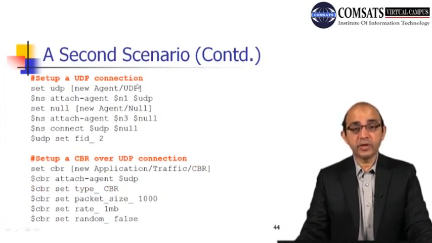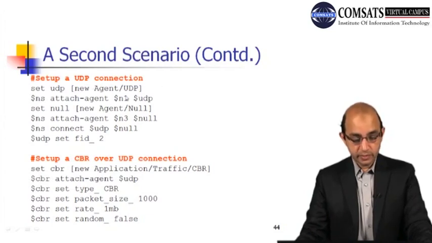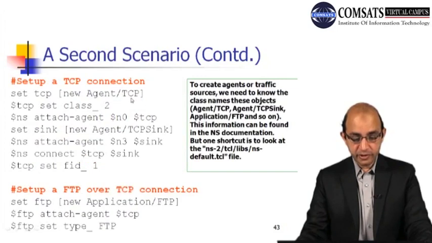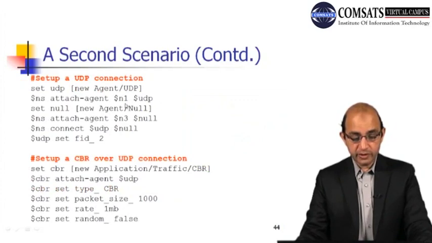And here we are setting up the UDP, right? So here we are attaching the TCP agent at N0, and here we are attaching the UDP agent at N1, right? And so this is the source and this is the sink, right? And here we are setting up the traffic type, CBR, right?